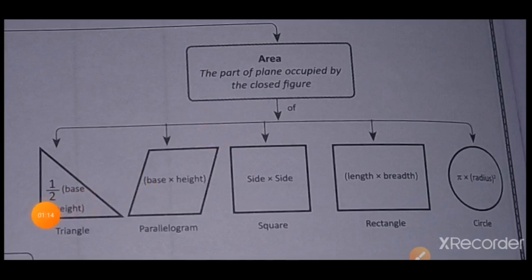Area of a triangle is equal to 1 by 2 base into height. Area of a parallelogram is equal to base into height. Area of a square is equal to side into side, means side square. Area of a rectangle is equal to length multiplied by breadth, and area of a circle is equal to pi multiplied by radius square. So it is all about the chapter perimeter and area.